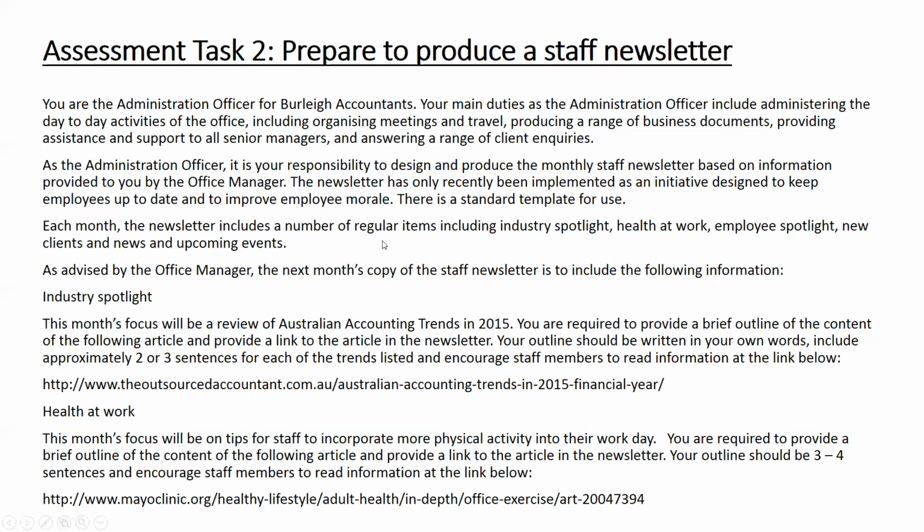Each month, the newsletter includes a number of items, including industry spotlight, health at work, employee spotlight, new clients, news, and upcoming events. So in your newsletter, I'm expecting that you have to put these headings. Industry spotlight, definitely need to discuss the industry. Health at work, so this relates to work health and safety. Employee spotlight, so this should also be an employee topic. New clients, who are the new clients, and news and upcoming events.